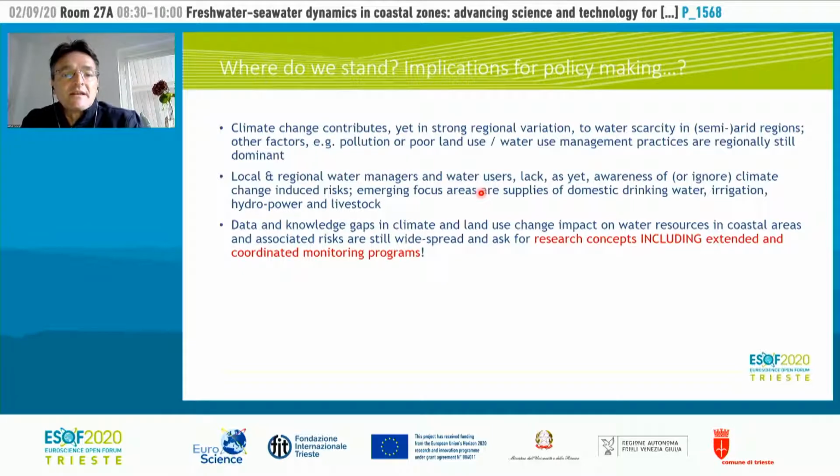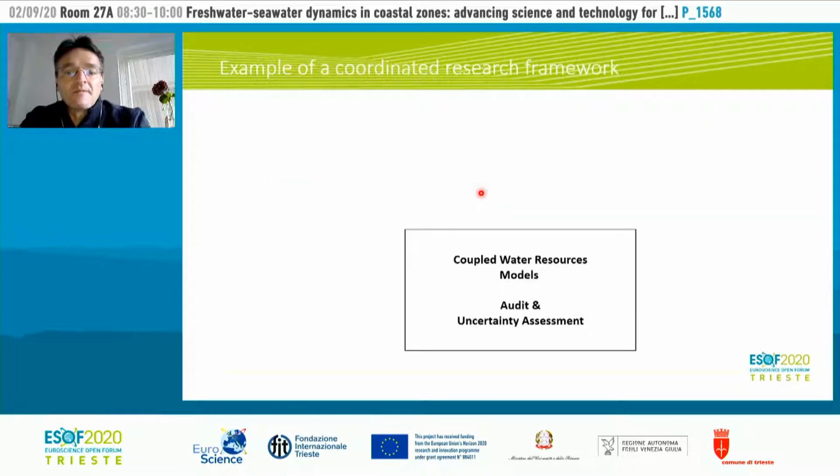We also need to acknowledge that data and knowledge gaps in climate and land use change impact on water resources in coastal areas are still very widespread. And many of you will most likely know that despite the fact that we would need a lot more information, there's currently in many places over the world a decline in observational data, at least those measured in situ and on ground. So I would ask for a research concept that includes an extended and coordinated monitoring program. And what we had proposed earlier, I would like to just show you very quickly.